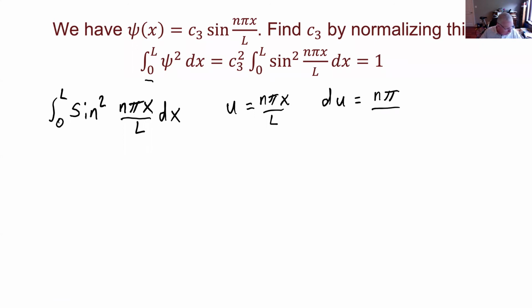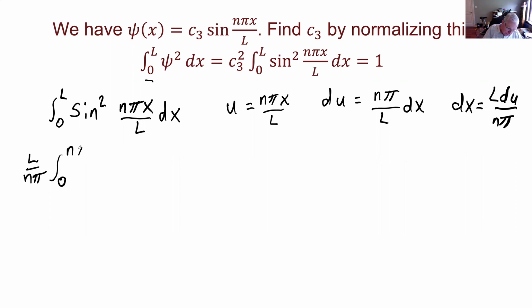So I have n pi over L dx here. And when I do that, that gives me dx is equal to L du over n pi. When I change the limits of the integral, the lower limit stays at 0, the upper limit becomes u equals n pi, and so what I get is the integral of L over n pi from 0 to n pi of sine squared u du.